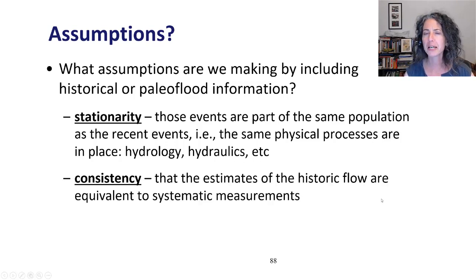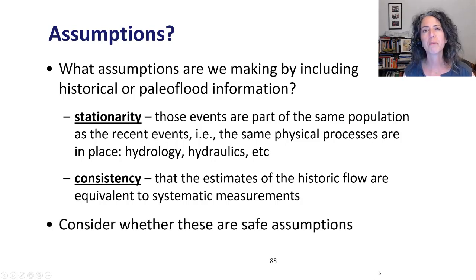Right, we're also assuming consistency, defined just that the estimates of historical flows are equivalent to the systematic gauge measurements. That's something we can address more easily in Bulletin 17C because we have the ability to put intervals on the historical flows if we don't believe that they were measured as accurately as gauged flows. Right, the stationarity assumption, though, is one that we still would be making, and we have to consider whether it's a safe assumption to make.